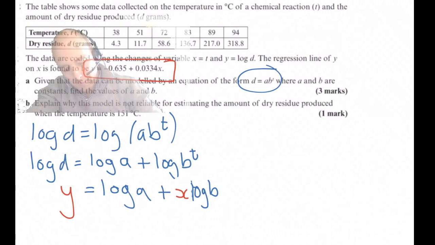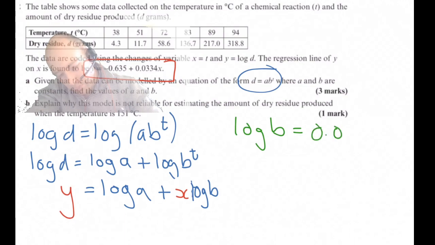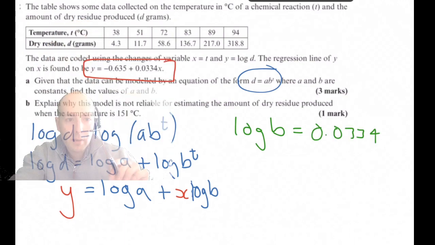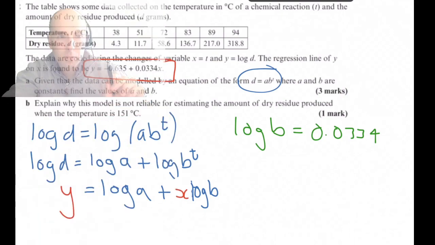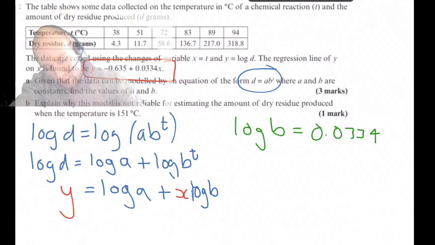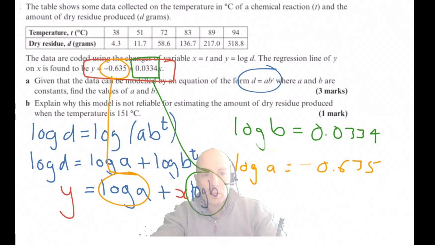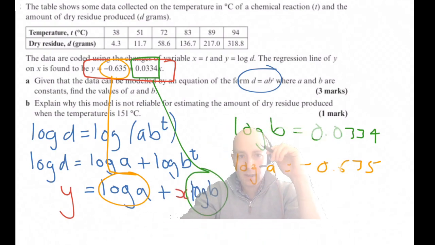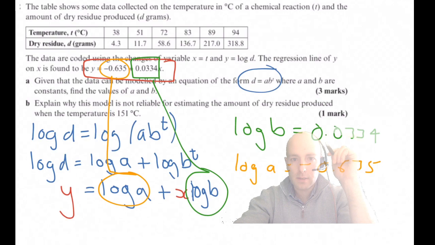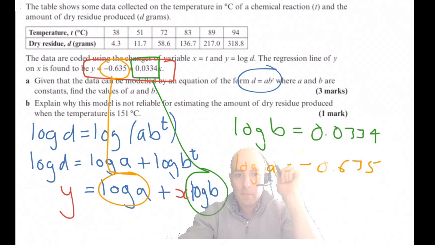So I can say log b equals 0.0334. And over here, the number on its own, log a, is going to be equal to minus 0.635. So that bit is this bit, and this bit without the x is this bit without the x. Cool. So in order to solve these, log without anything written here means log base 10. So I'm going to do 10 to the power of this equals b, and 10 to the power of this equals a.